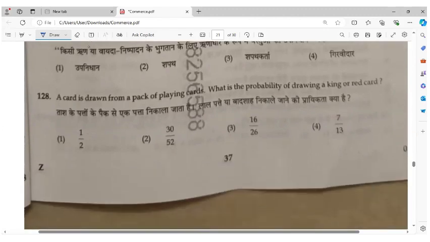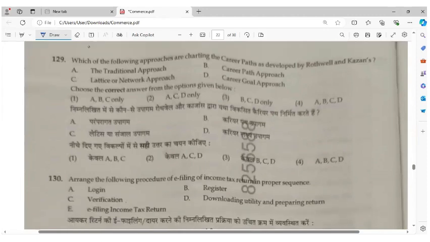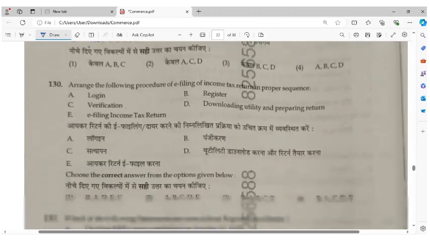Now a card is drawn from a pack of playing cards. What is the probability of drawing a king or a red card? So this is also a question of probability and statistics. The right answer for this question is the fourth option. Now, which one of the following approaches are the charting of career path in the development of Rothwell and Kazanas? This comes under the option number 4, A B C D: traditional approach, career path approach, network approach, and career goal approach. So option A B C D is the right answer over here.